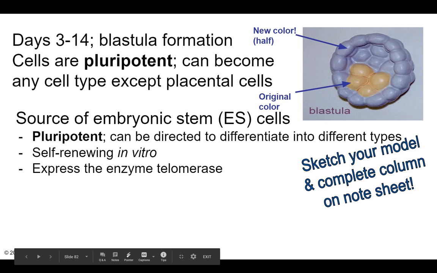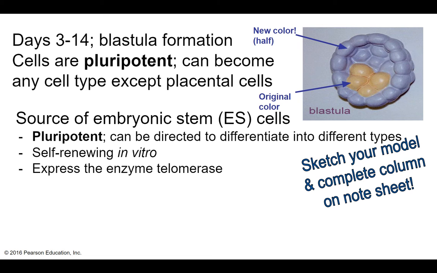If you remember, we talked about telomeres that get shorter every time cells divide. These stem cells can continue to divide indefinitely because they have an enzyme called telomerase that rebuilds those telomeres. So these cells are kind of immortal. They just keep dividing and dividing.